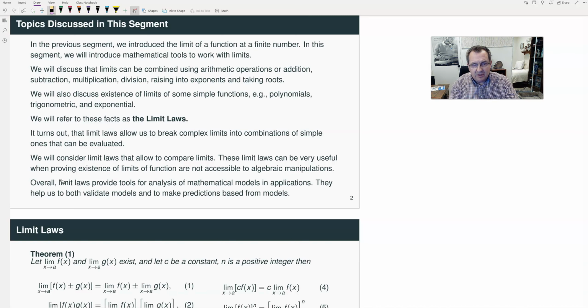We will also consider limit laws that allow us to compare limits. These limit laws can be very helpful when proving existence of limits or when evaluating limits of functions that are not easy to manipulate with. Examples are trigonometric functions. Overall, limit laws provide tools for analysis of mathematical models and applications. They help us to both validate models and to make predictions based from the model.